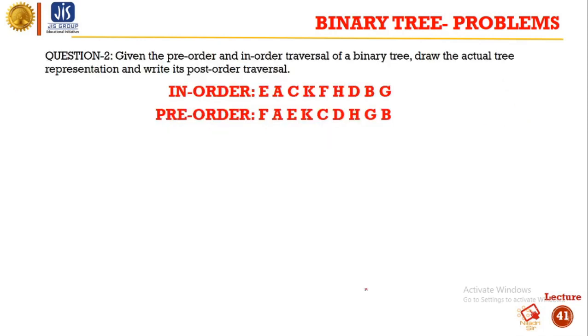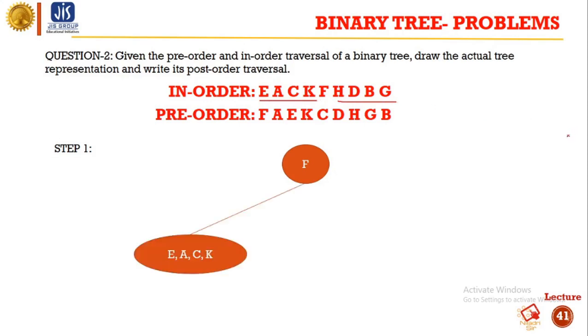Now let's do another one. So here the in-order and pre-order are given. From the pre-order we will get the root. The first element in the pre-order is F, so F will be the root. From here you can see what is on the left-hand side of F and what is on the right-hand side. E A C K is on the left-hand side and H D B G is on the right-hand side.